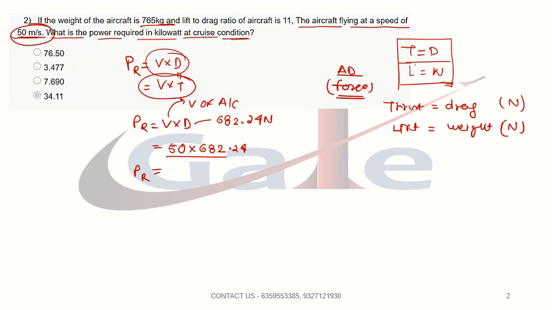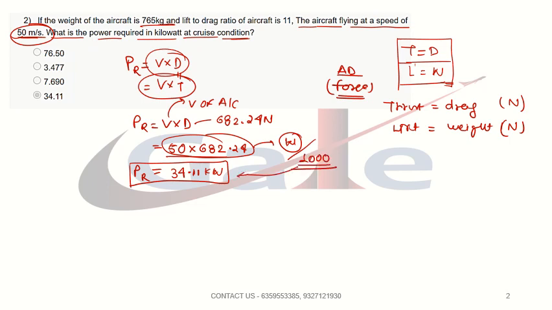If you multiply these two, you will get the power required to maintain a cruise condition. If you calculate this, it will come out to be 31.11 kilowatt. If you multiply these, you will get the answer in watt, so to convert into kilowatt, you have to divide by 1000. When you divide by 1000, you end up in kilowatt. So option 4 or option D is correct for this.